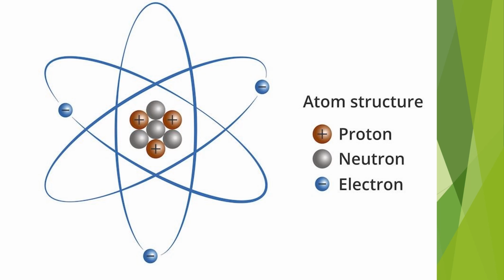Charges of every atom can be divided into two types. One is static charge and second is moving charge. Static charge means the charge which cannot move from one place to another, that is protons. Protons are positively charged particles which cannot be moved or transferred from one atom to another. That is why they are called static charge.